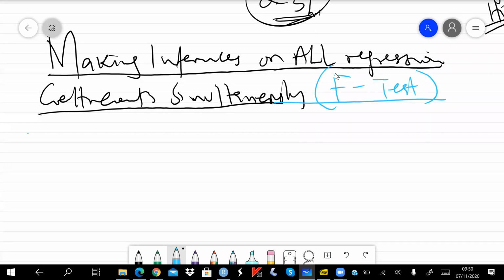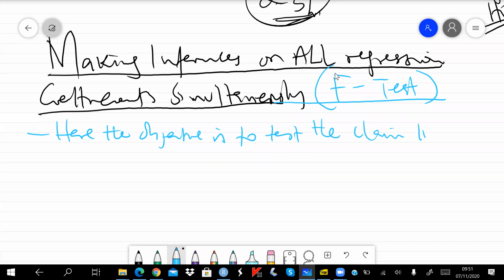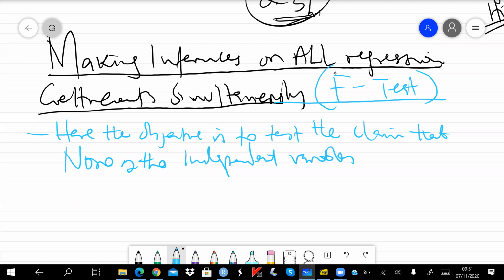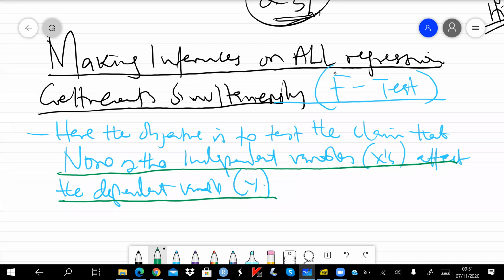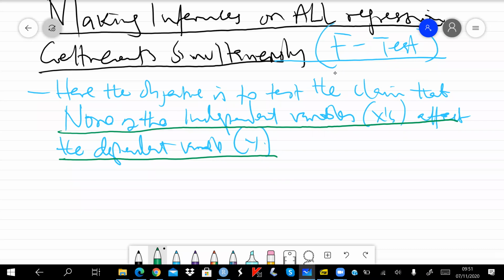So we start by saying that here the objective is to test the claim that none of the independent variables, you can sometimes call them the x's, affect the dependent variable, or the y. So this is the claim or the hypothesis that we test in this context, that none of them is significant in explaining the dependent variable.